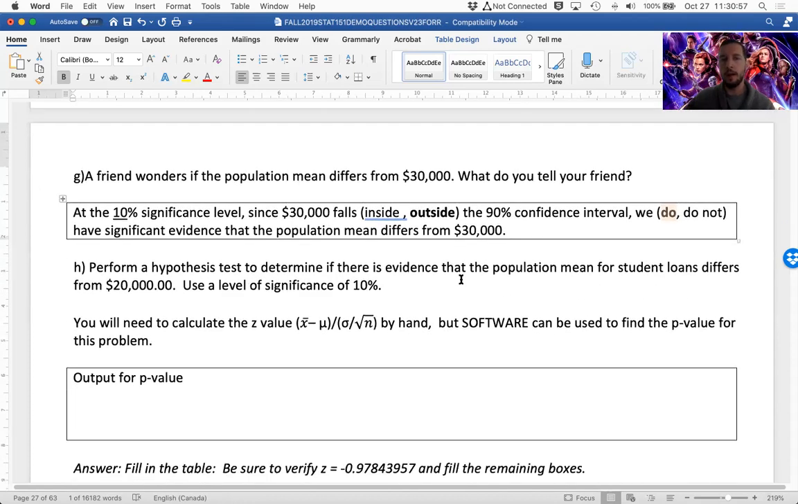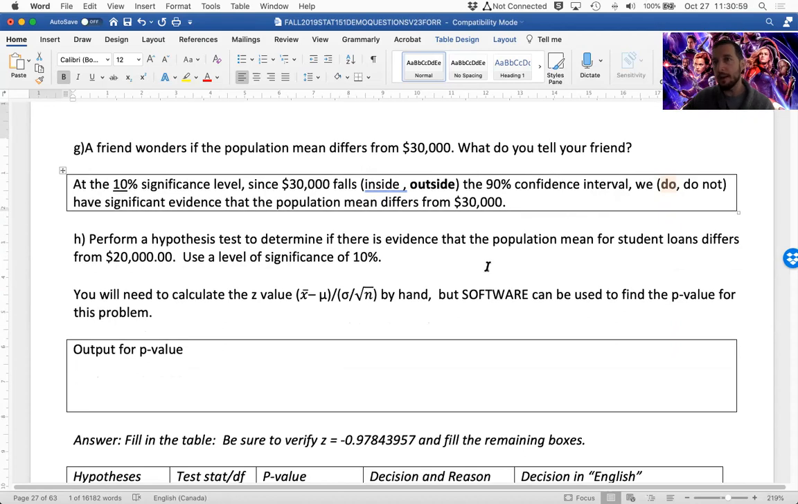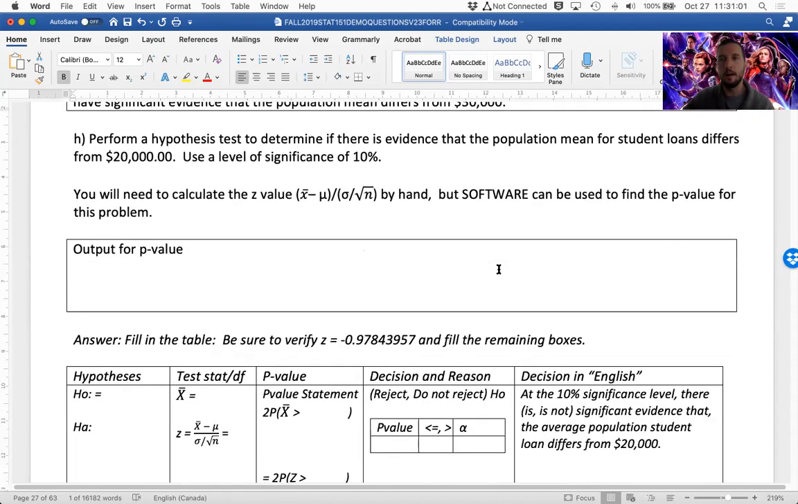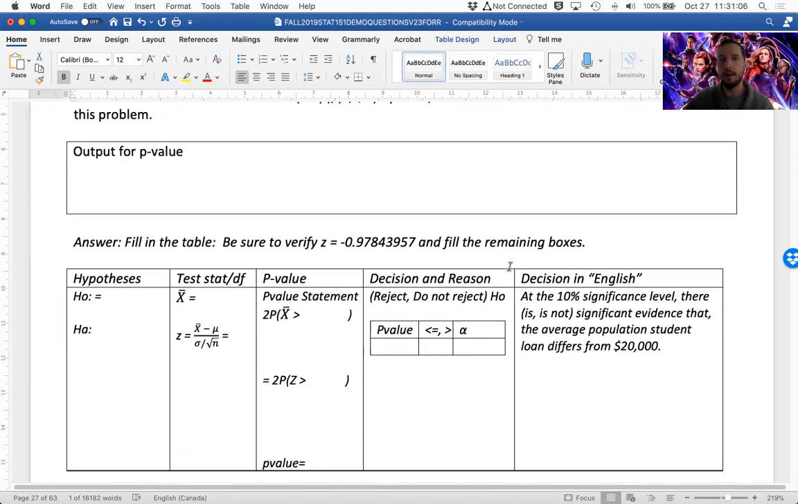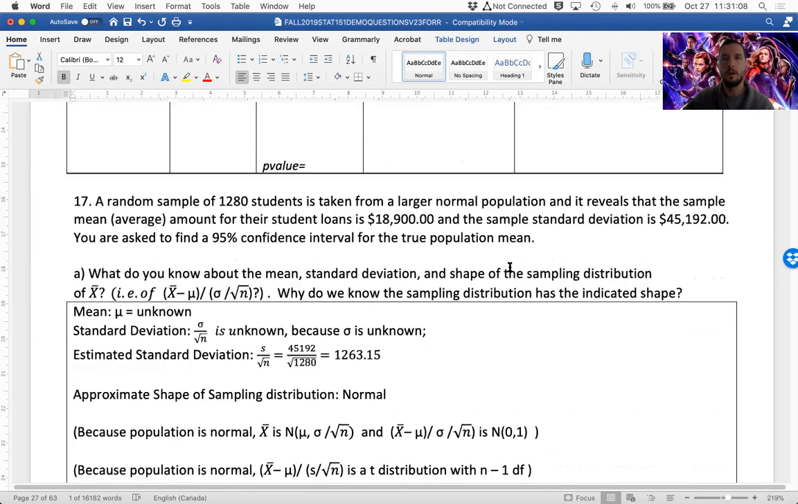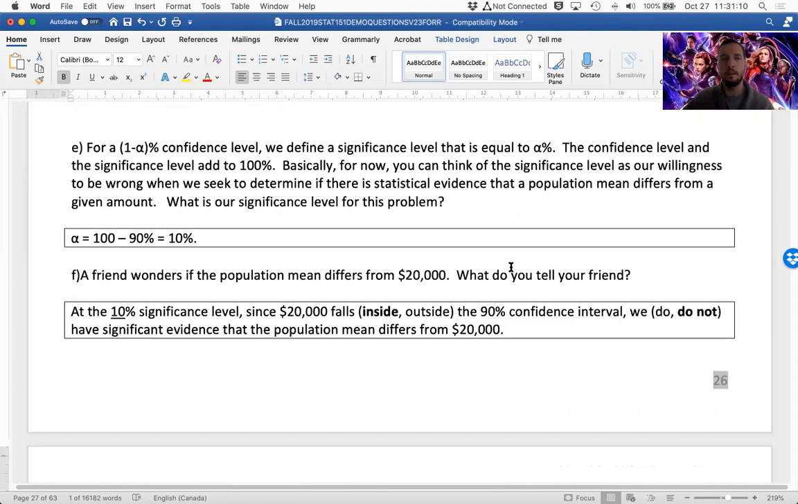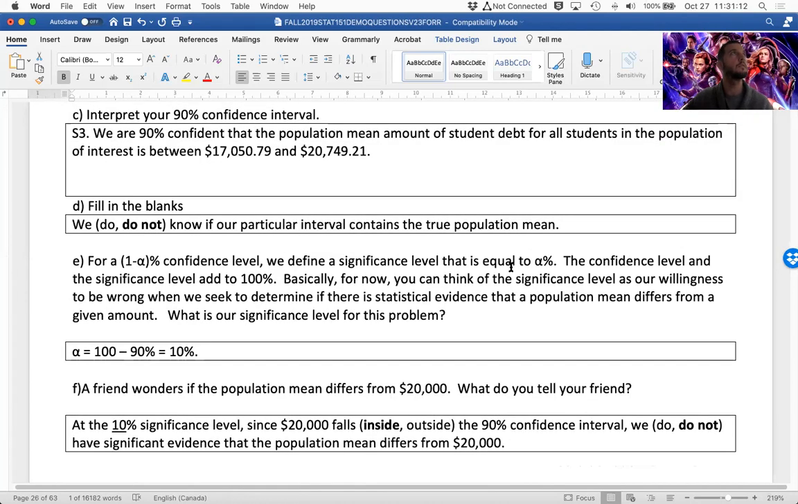Okay, and now part H, we're not going to work through because we haven't actually gotten to hypothesis testing in the lectures yet. So we'll come back to that at a later point. Any questions about 16 just before I move on to question 17?